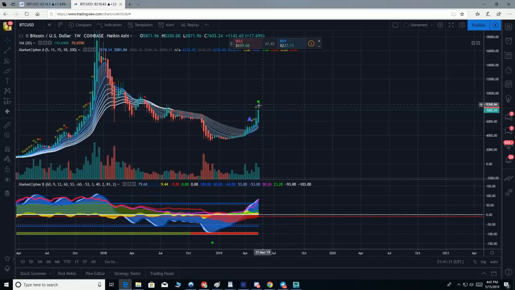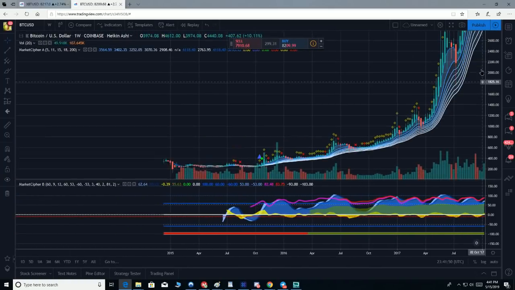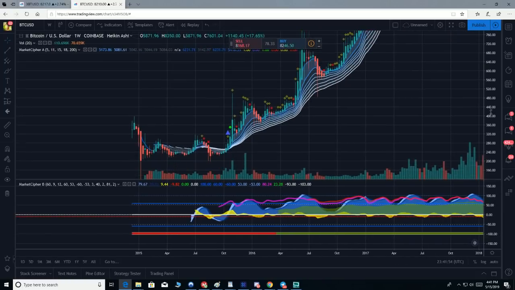Now, back to Market Cipher A. A green dot showed up. This week has not closed officially yet. This isn't official, but it's looking damn good. The last time there was a green dot entry on Market Cipher A was in 2015. And look what happened.